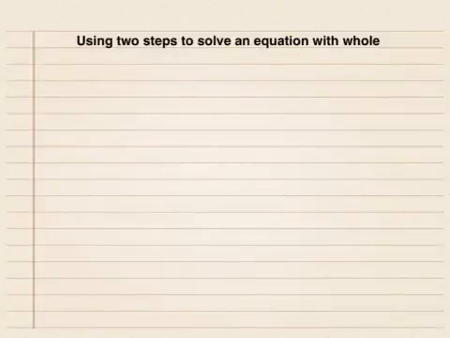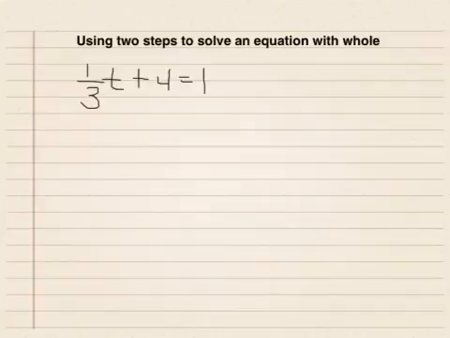Let's say that you have the problem 1/3 t plus 4 is equal to 10. To help make sense of it, I'm going to draw a bar diagram, and we're going to walk step by step and really understand what the problem's asking.